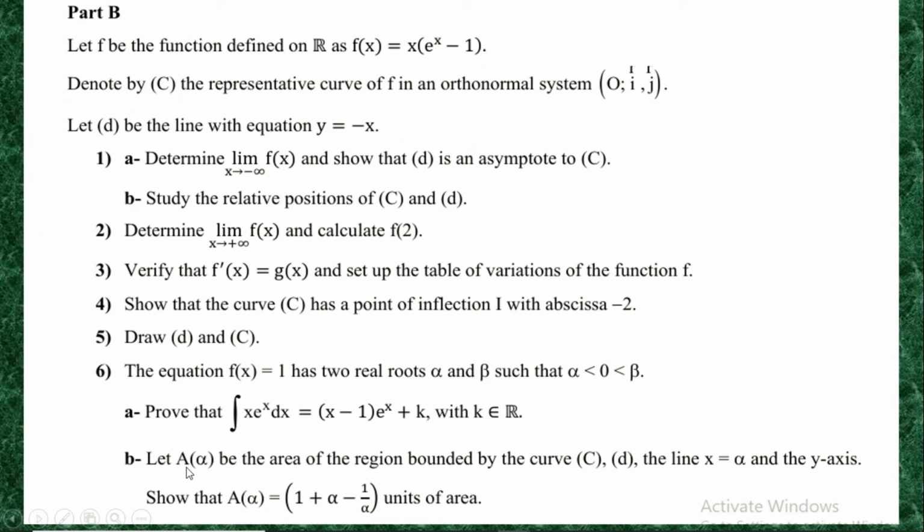Now in part B, let A of alpha be the area of the region bounded by the curve C, the straight line D, the line x equal alpha and the y-axis. And show that A of alpha is equal to 1 plus alpha minus 1 over alpha units of area.